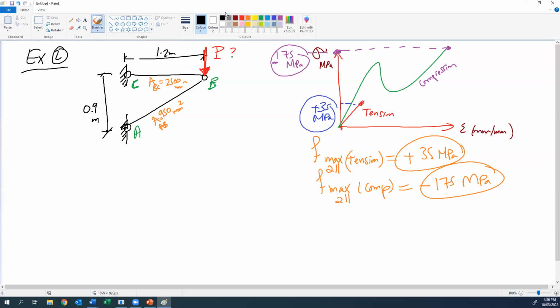To solve this problem, we need to understand that our first step is to find the normal force in members AB and BC. This is our first step. But I will ask you a question. Can anyone give the exact value of the force in member AB or BC now, or we can't? Can we do this as the first step, or we can't? Do you have an idea about that?